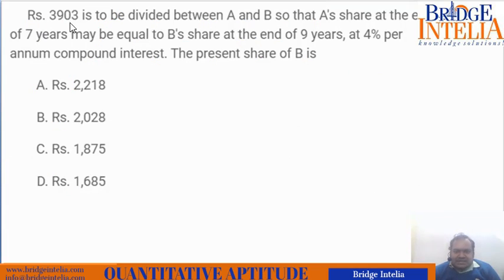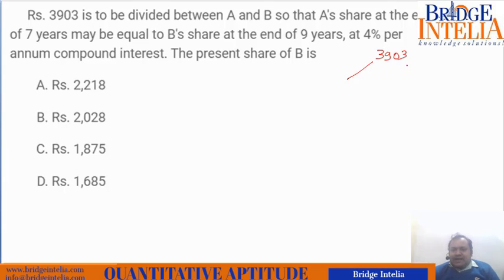Rupees 3903 is to be divided between A and B, so that A's share at the end of 7 years may be equal to B's share at the end of 9 years at 4% per annum compound interest. The present share of B is equal to how much? Okay, so the total amount is 3903.